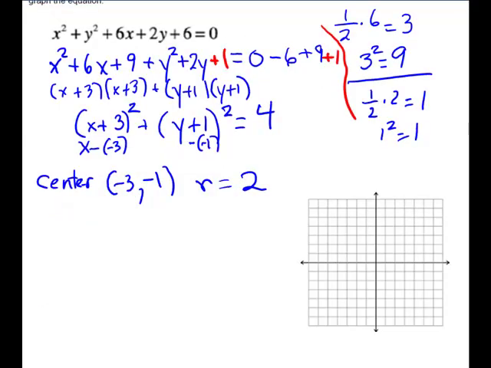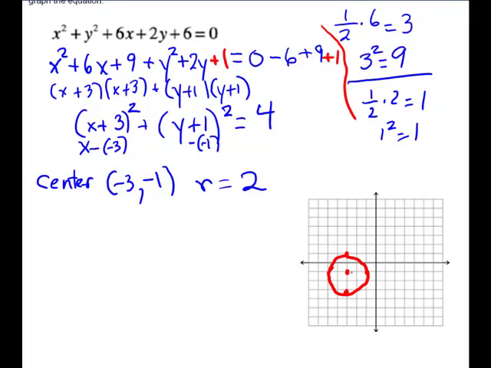And I was also asked to graph that. So -3, -1. That's the center. Remember, it's not really on the circle. And my radius is 2. So 2 this way, 2 this way, 2 this way, and 2. Then we just connect to have our circle, those outside. And you could do domain and range if you were asked to.